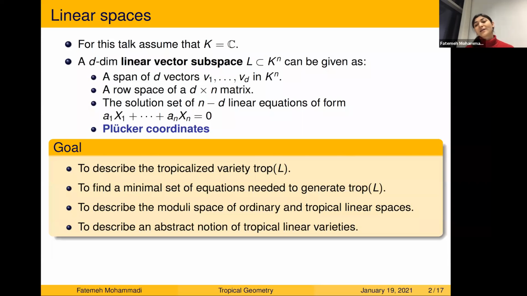And the third part is that if you look at all these linear subspaces and the moduli space of all these linear subspaces, then you have the variety which is called the Grassmannian Gr(d,n). So we are going to talk about the Grassmannian, and also about the tropicalization of this variety.